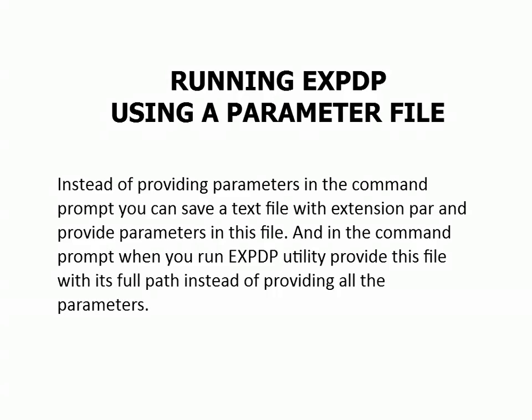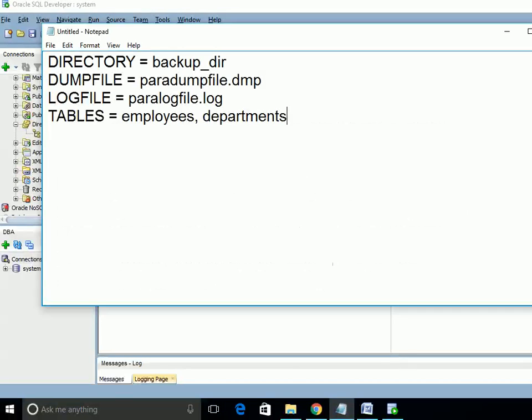Instead of providing parameters in the command prompt, you can save a text file with extension par and provide parameters in this file. And in the command line prompt, when you run EXPDP utility, provide this file with its full path instead of providing all the parameters. This is a sample parameter file. We are providing all the necessary parameters here separated by lines.